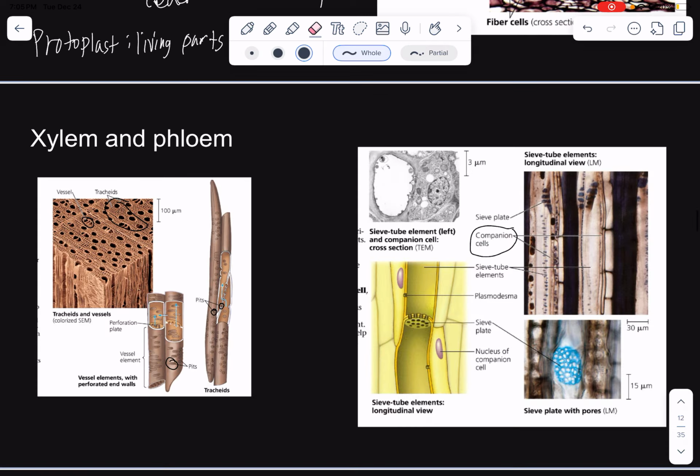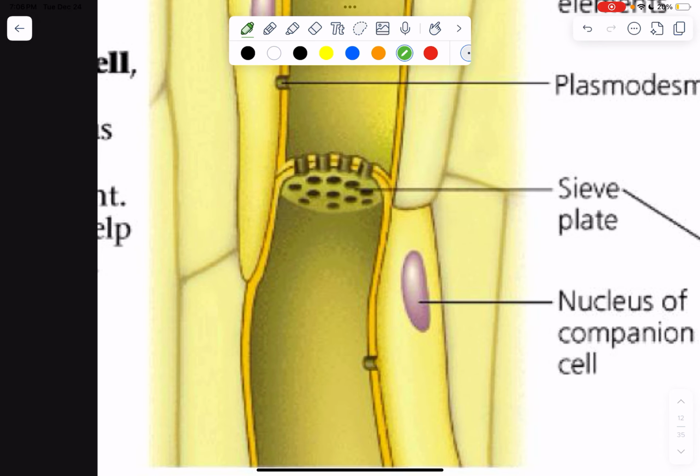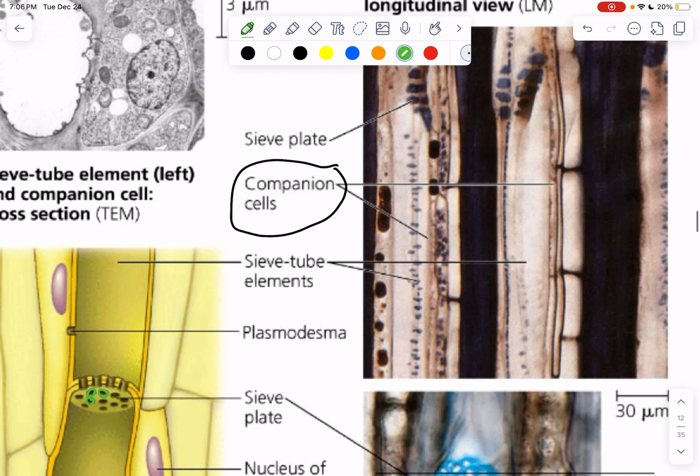So we go back to this diagram. The sieve plate here, you can see the many pores that allow the sugar to pass through. Alongside each sieve tube element is a non-conducting cell called a companion cell. Companion cell is right here.